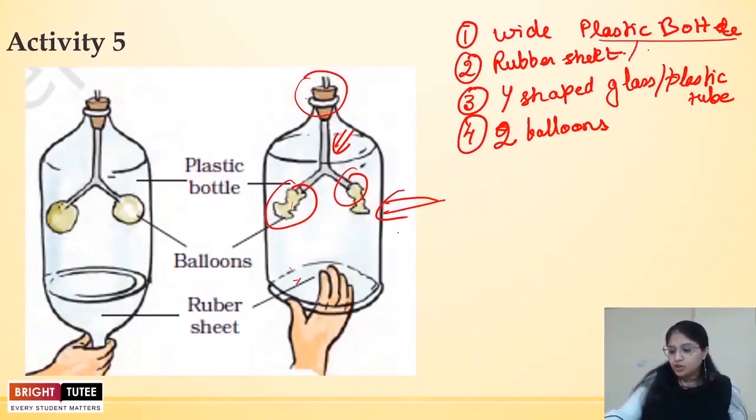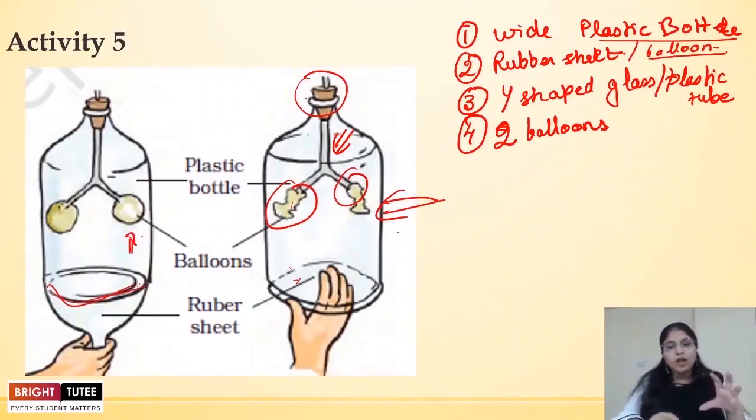If you do not have a rubber sheet, you can also use a balloon. Now you're going to pull the balloon downwards. This balloon which was on the bottom of the bottle, you're going to pull it down. When you pull it down, you will see that the balloon will swell because of the air that is coming in through this tube. When you release the balloon or the rubber sheet, it goes back to its original position, and you will see the balloon will flatten.